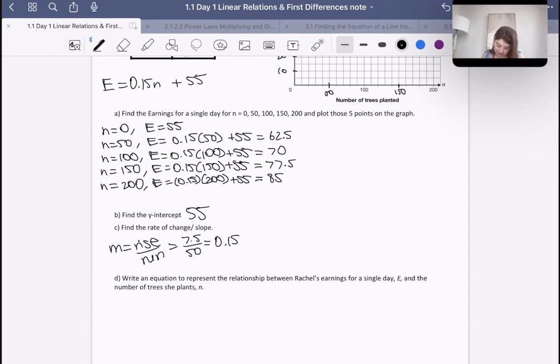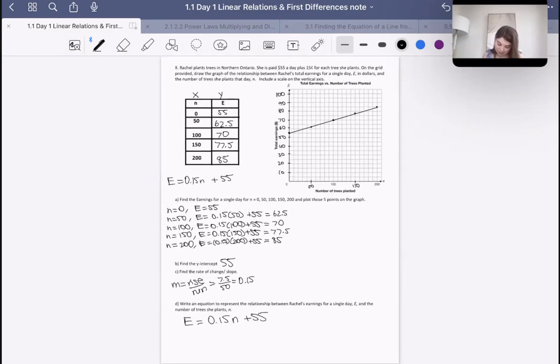And then it says write an equation to represent the relationship between Rachel's earnings for a single day and the number of trees she planted. Well, we've already done that, right? We've already done that in order to figure out where to plot our points, right? We need an equation to be able to plot the points properly. So that would just be that E is equal to 0.15 times n, right, times the number of trees she plants, plus 55. And so there we have it.